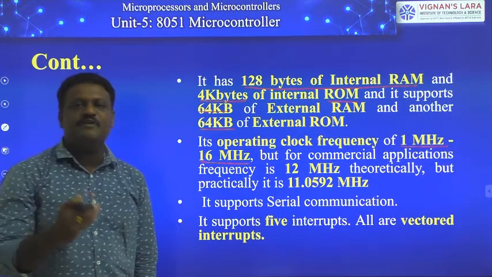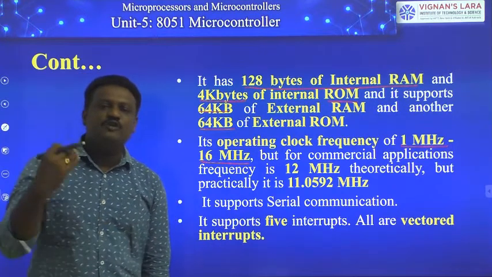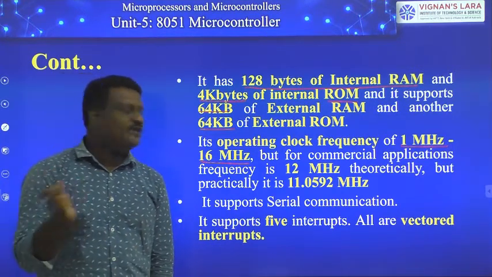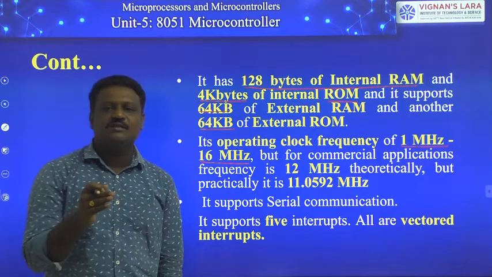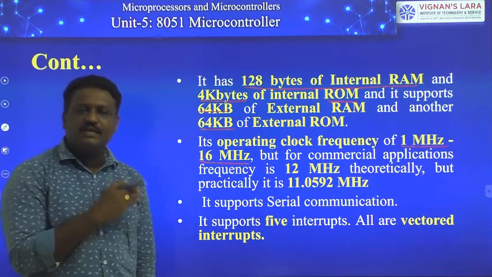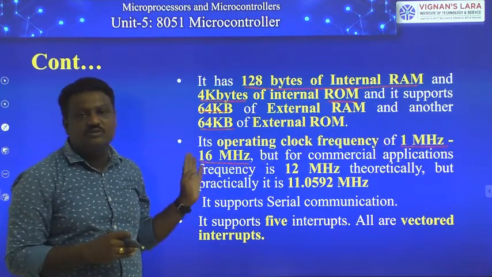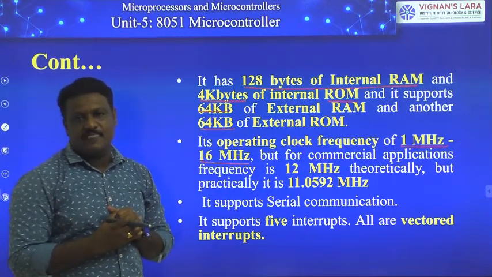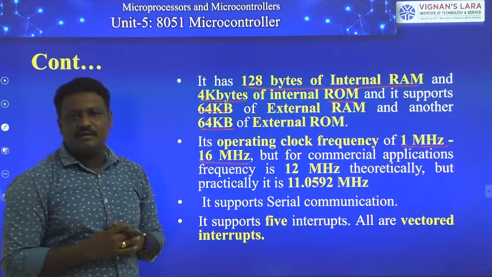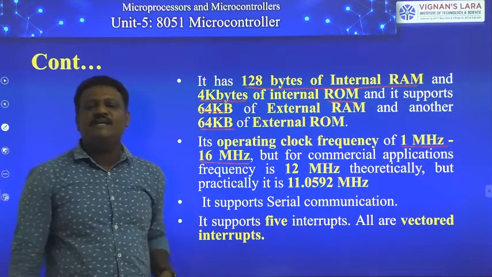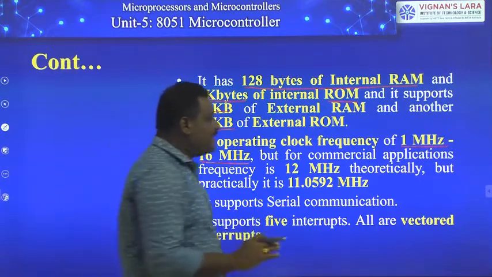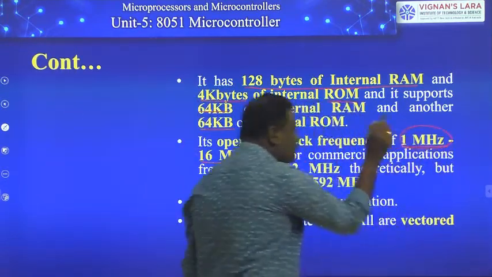It has an operating frequency range. But for processors, the frequency is not like that. Here a controller has an operating frequency range from 1 megahertz to 16 megahertz. What is the meaning of this limit? For proper working of my 8051, I have to apply at least 1 megahertz of clock frequency.